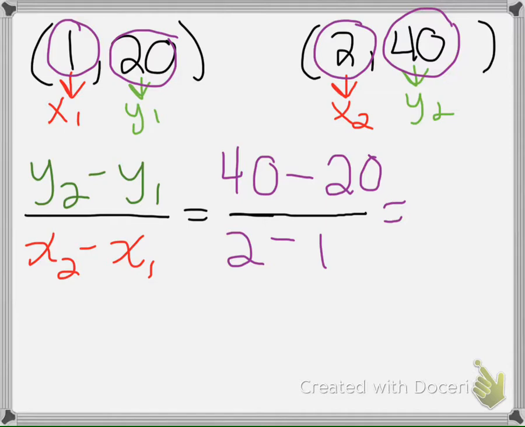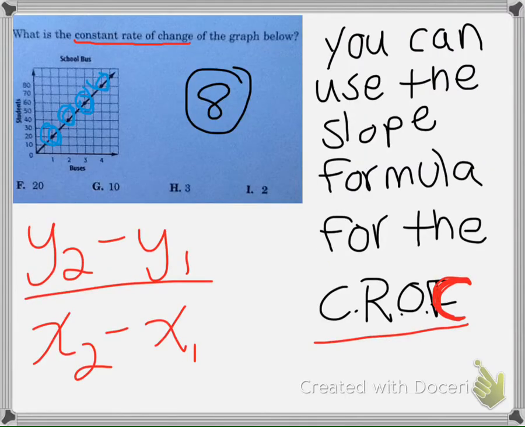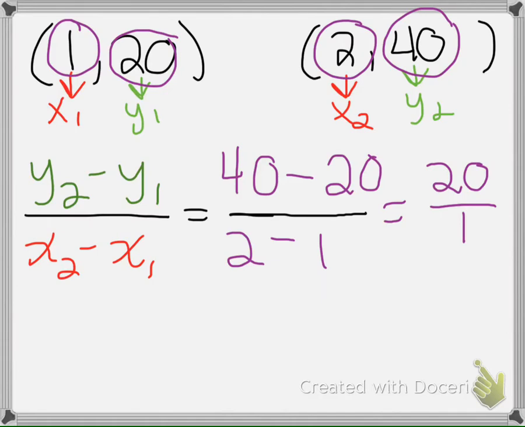So then it's regular subtraction. 40 minus 20 is 20 over 2 minus 1 is 1. Now usually we would have to try to get the 1 on the denominator, but in this case, we're already there. So for your answer, you look at your multiple choice. Let's look. F is 20, G is 10, H is 3, I is 2. What do we get? We got 20. So your answer is 20, F.